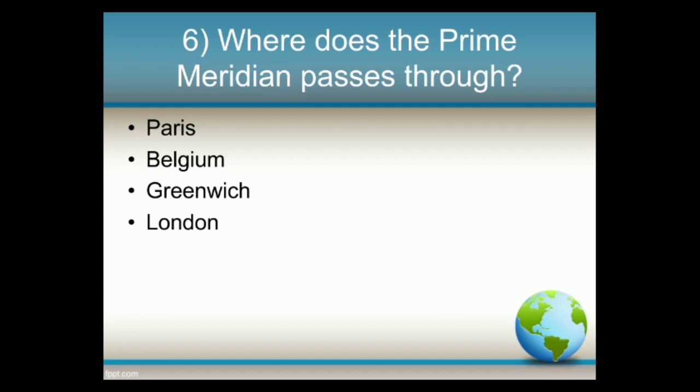Next, where does the prime meridian pass through? Options: Paris, Belgium, Greenwich, London. And the answer is Greenwich in UK. This is a very important question. Please remember this.